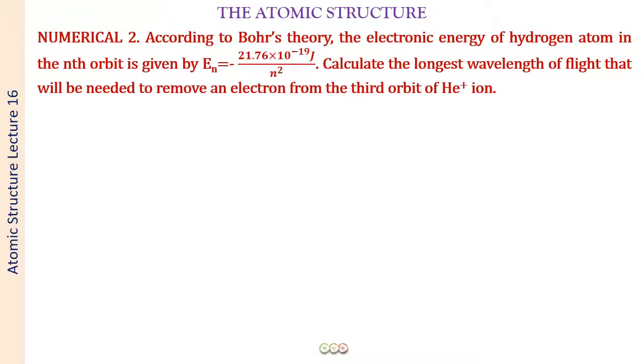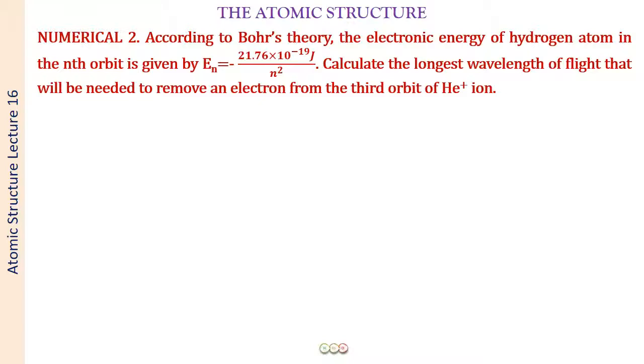So now the next numerical that we have is for the Bohr's theory. According to the Bohr's theory, the electronic energy of hydrogen atom in the nth orbit is given by En equal to minus 21.76 into 10 power minus 19 joules by n square. Calculate the longest wavelength of light that will be needed to remove an electron from the third orbit of helium plus ion. Right? So here the most important thing is that you have to remove an electron.